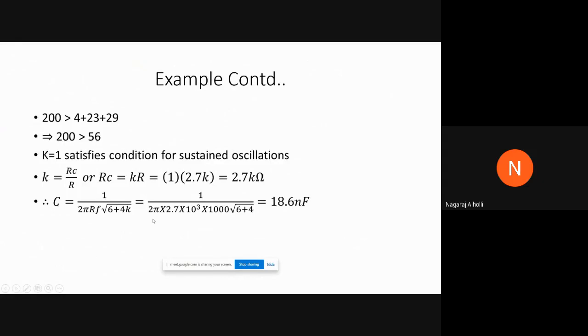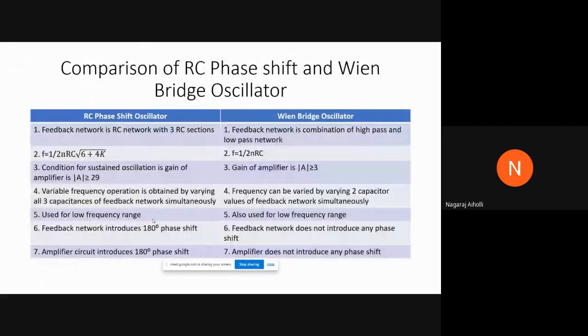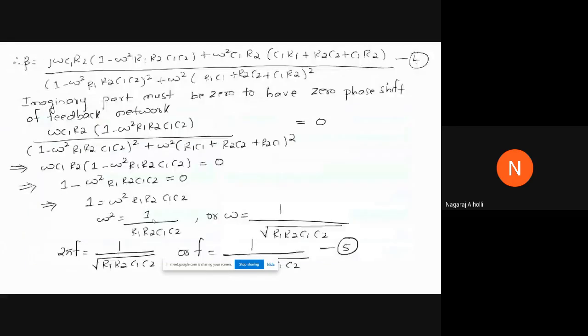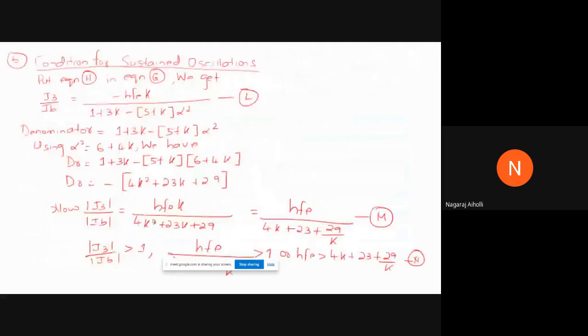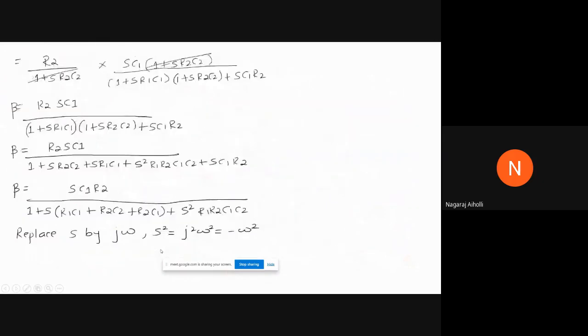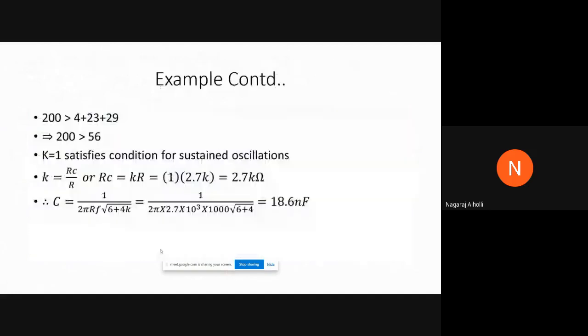Now the frequency of oscillation of the RC phase shift oscillator. The frequency equation of the transistor RC phase shift oscillator is given by F is equal to 1 upon 2 pi RC root 6 plus 4K, or C is equal to 1 upon 2 pi RF root 6 plus 4K. So the equation for the capacitance will be equal to 1 upon 2 pi RF root 6 plus 4K.